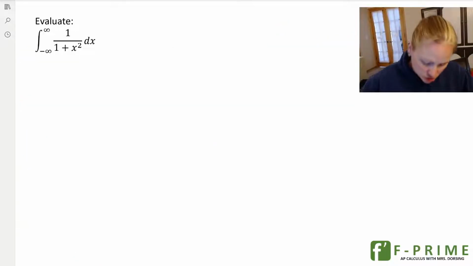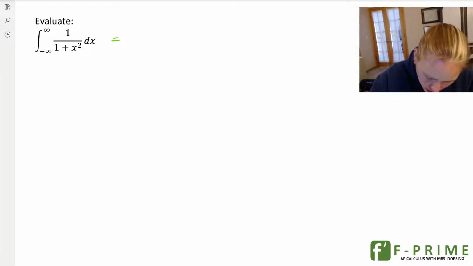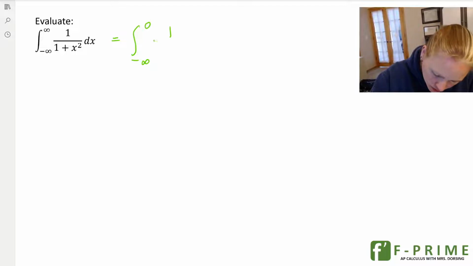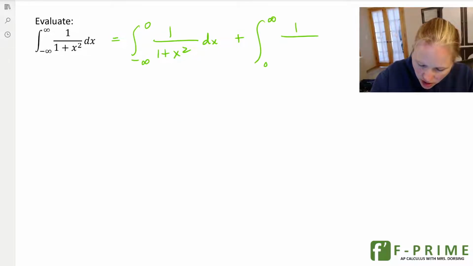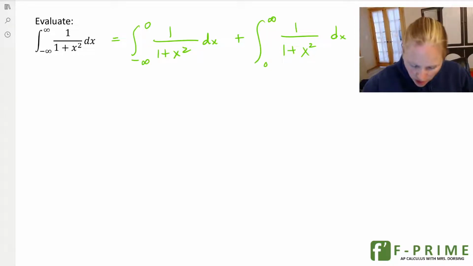Let's keep going. Let's try another one. Here we have an integral where it goes from negative infinity to infinity. So the first thing I'm going to do here is split it up, and say, okay, well, let's say from negative infinity to 0, and then from 0 to positive infinity. So it's nice and simple. I have two improper integrals that I'm going to evaluate. So it's just twice the work, not a big deal.